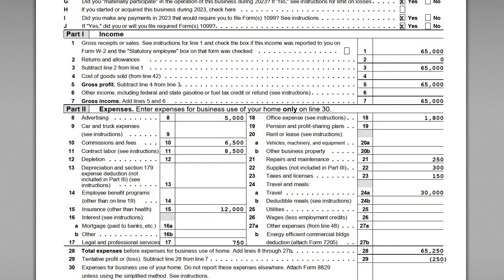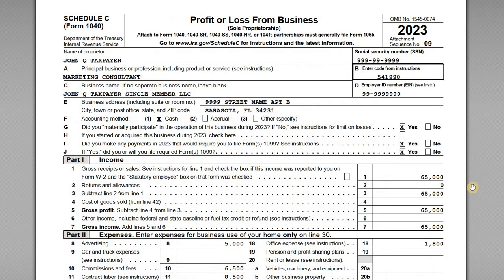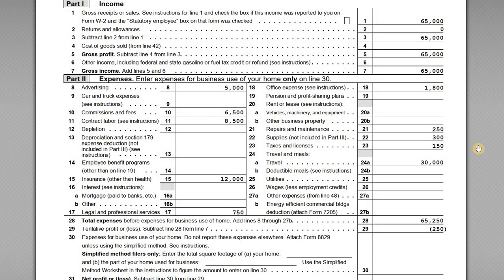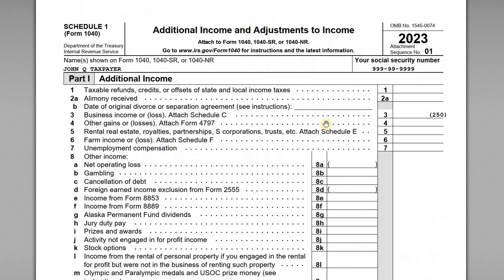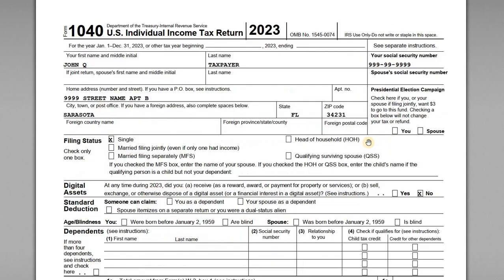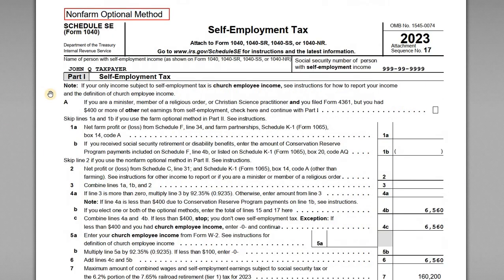So what would it look like if he made this non-farm optional election? If we start with the Schedule C, a couple things to note here. First, the Schedule C doesn't change, right? So we still have this minus $250 of losses. The minus $250 flows through to Schedule 1. It's still $250 of losses, and then that $250 still flows through to page 1 of the 1040 on line 8. So the net amount of income or loss from Schedule C remains unchanged whether you make this election or not. What will change is how you calculate your self-employment income.